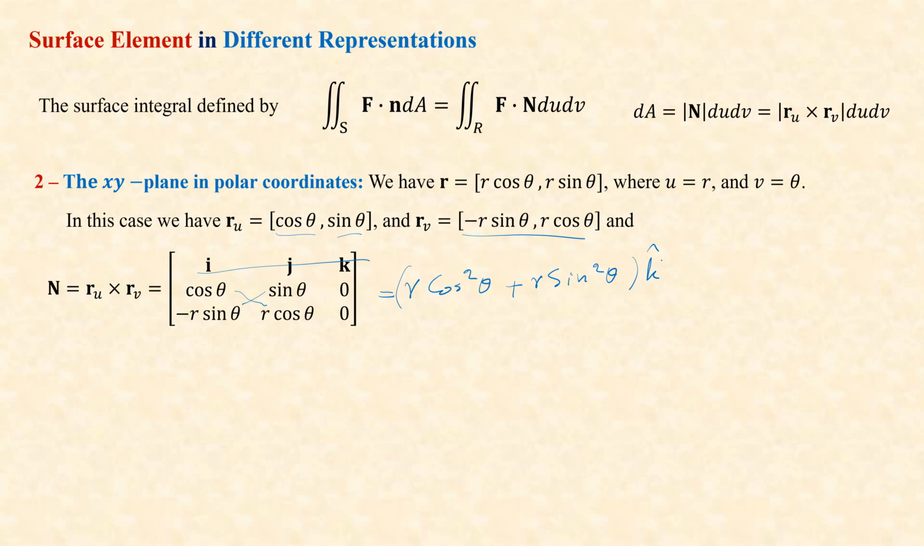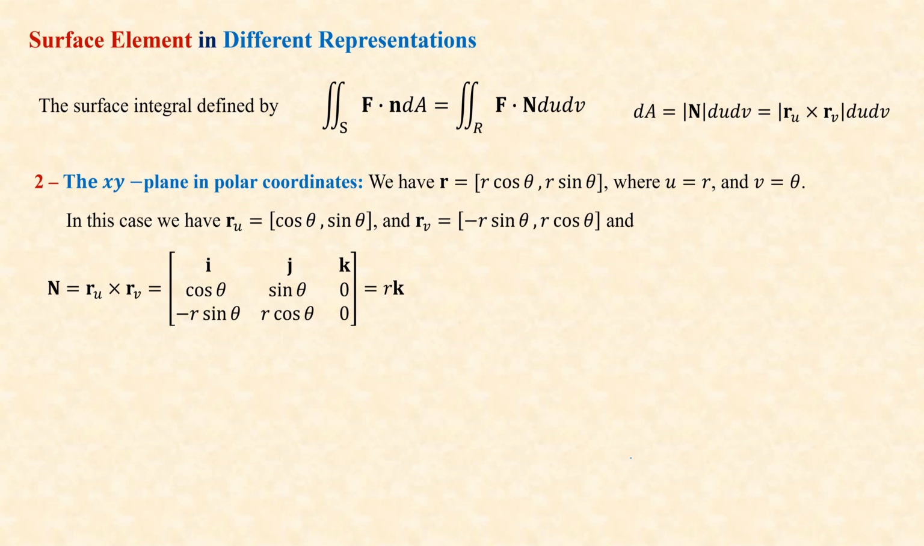Professor, can you go over how for Rv we have negative r sine theta real quick? V is theta, right? V is theta. We are taking the derivative with respect to theta. It becomes, okay, yes, negative sine theta. Yeah, I see now. Thank you. And then, so we have here, if you factor r, what happens? You have cosine squared theta plus sine squared theta. That's one. So this becomes r times k hat, right?